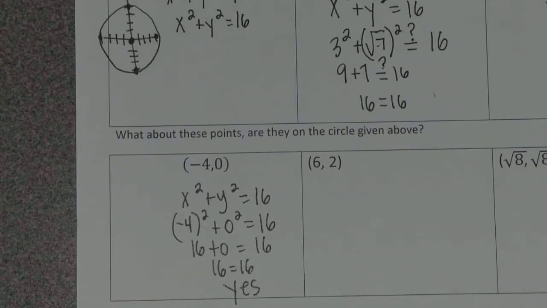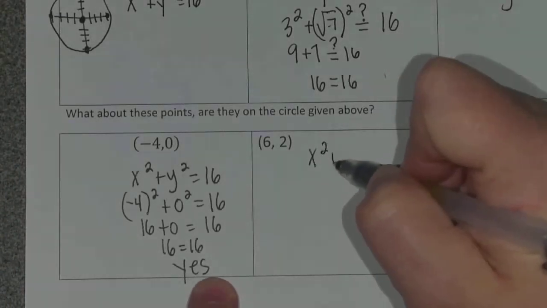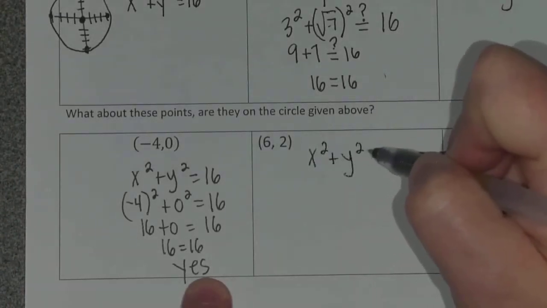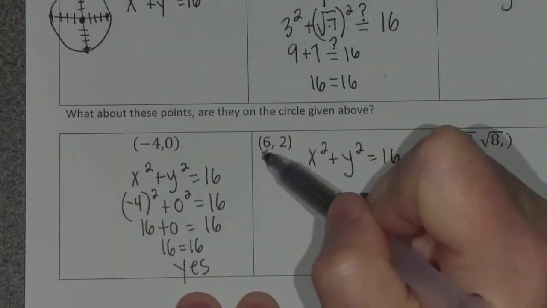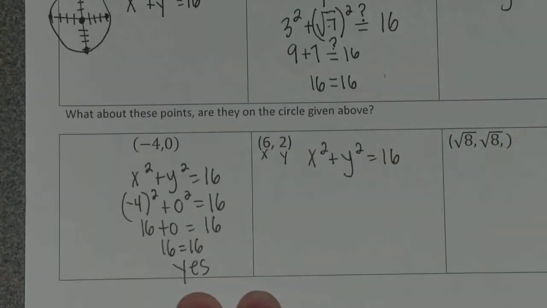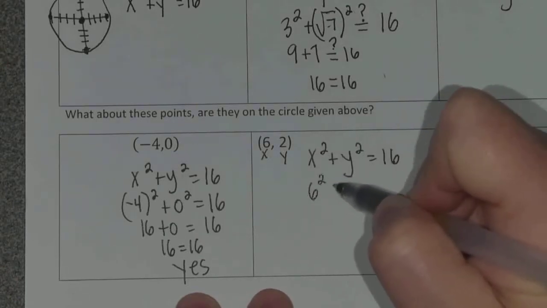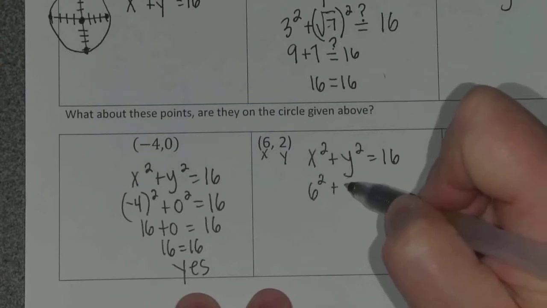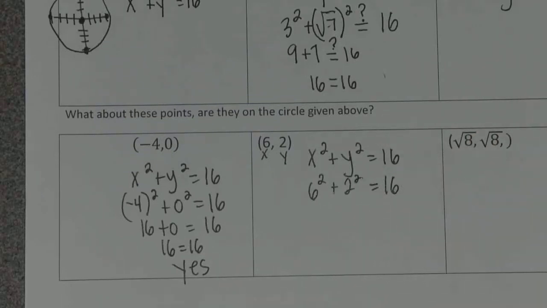Are you seeing how this is going to work today? You're going to find the equation of your circle. You're going to substitute the ordered pairs in to see whether or not they satisfy that equation. So again, my circle's equation was x squared plus y squared equals 16. My x value is 6. My y value is 2. So I substitute it in. 6 squared plus 2 squared. And I want to know if that's equal to 16. What do you think?